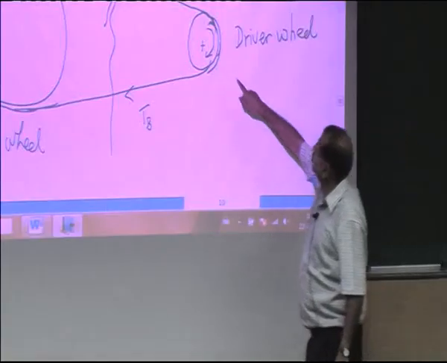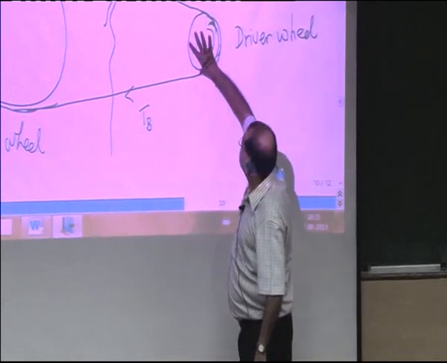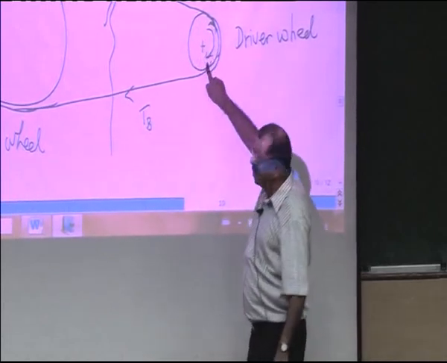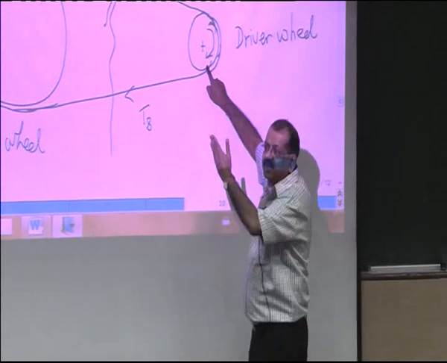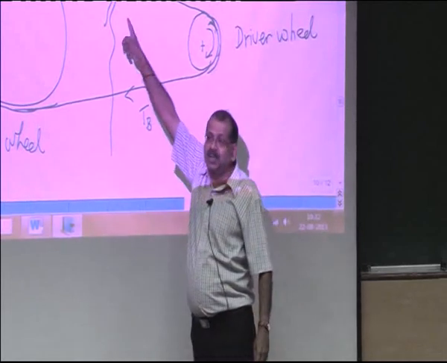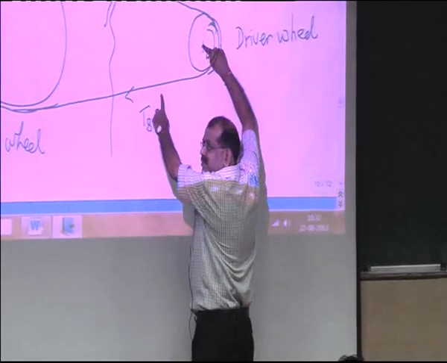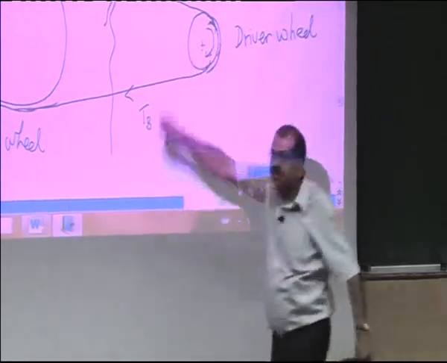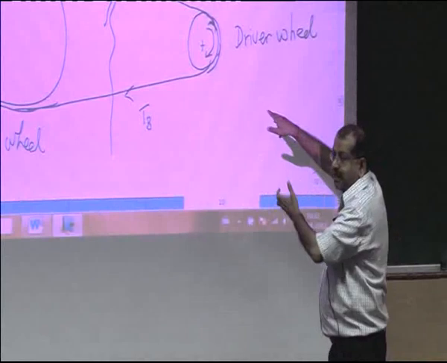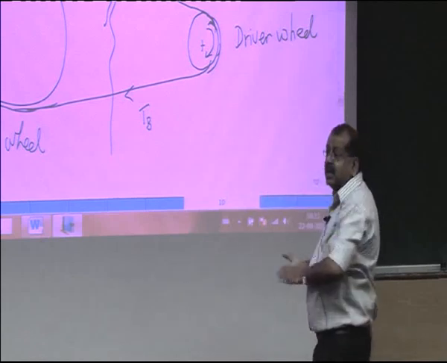The other way of getting this, which I find straightforward, is that because this is a driver wheel, a moment is being applied on this wheel in this direction. If I do the moments about the center, then TB times R plus the moment which is being provided by the driver wheel must be equal to TA times R. So, TB plus M is equal to TA. That means TA will be bigger.